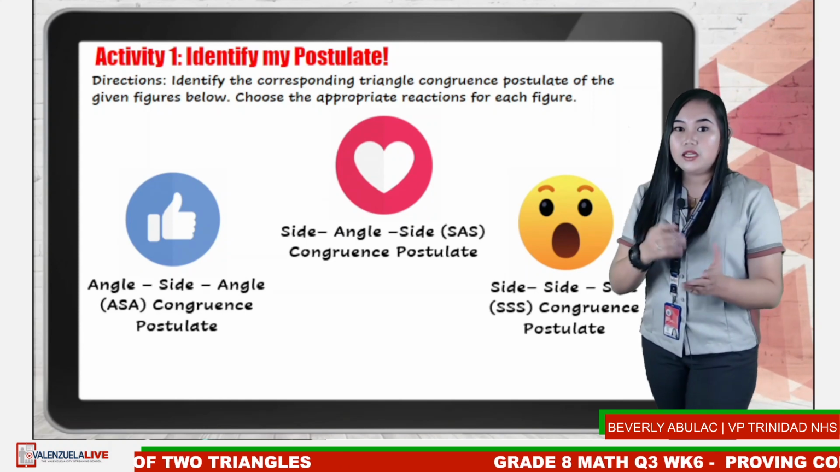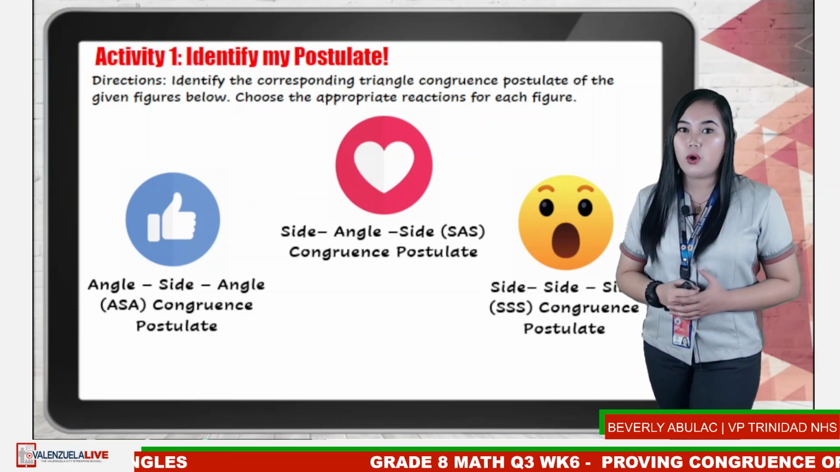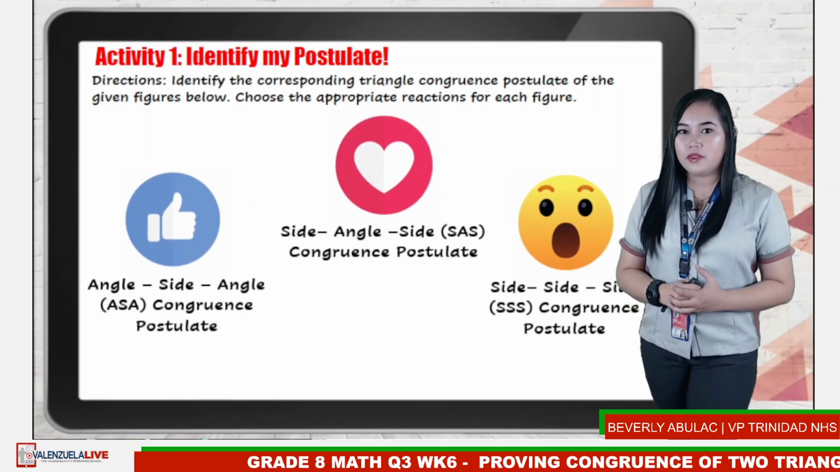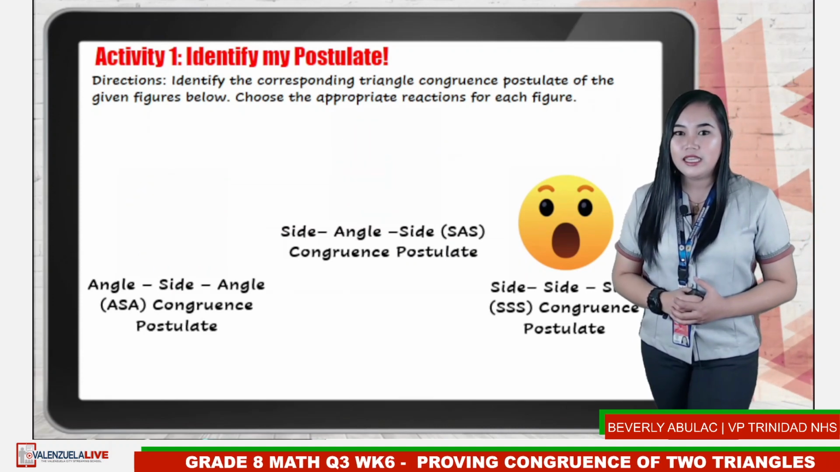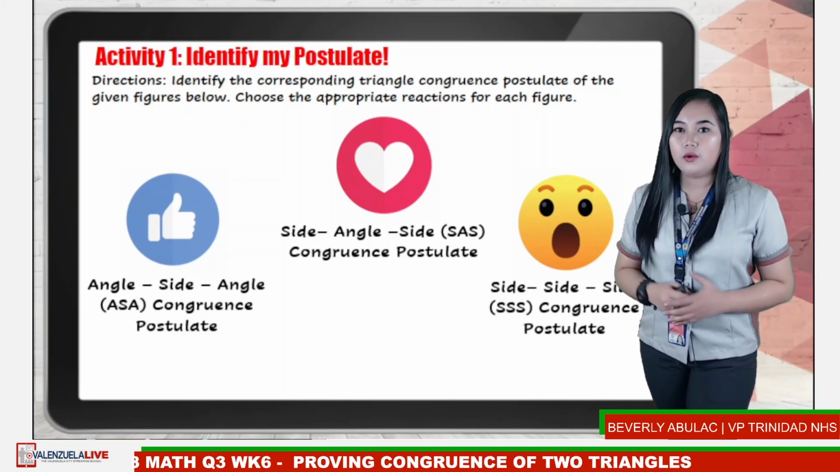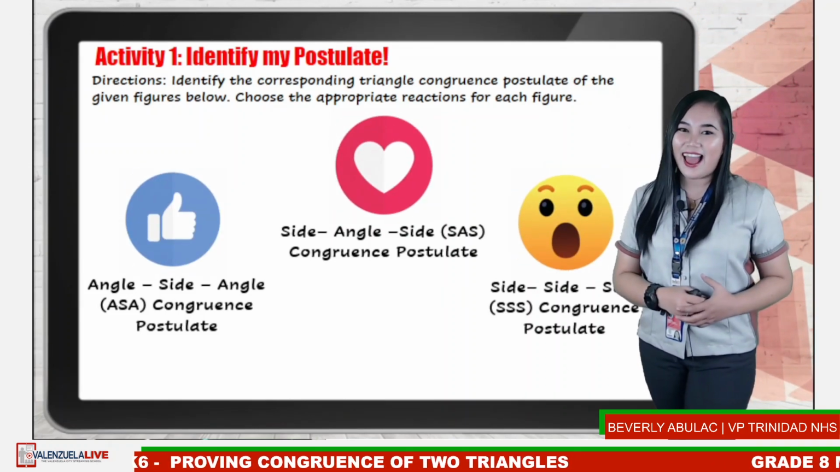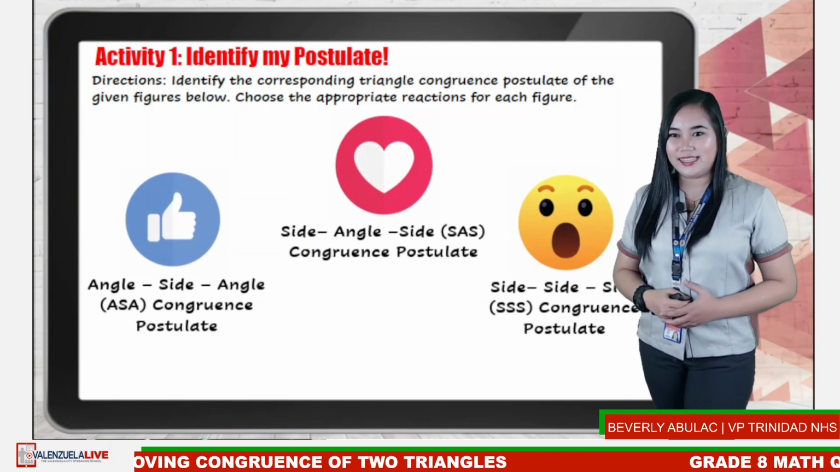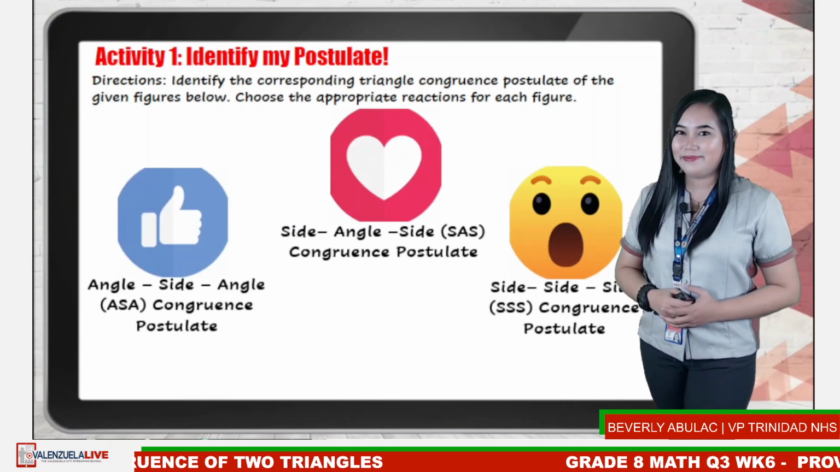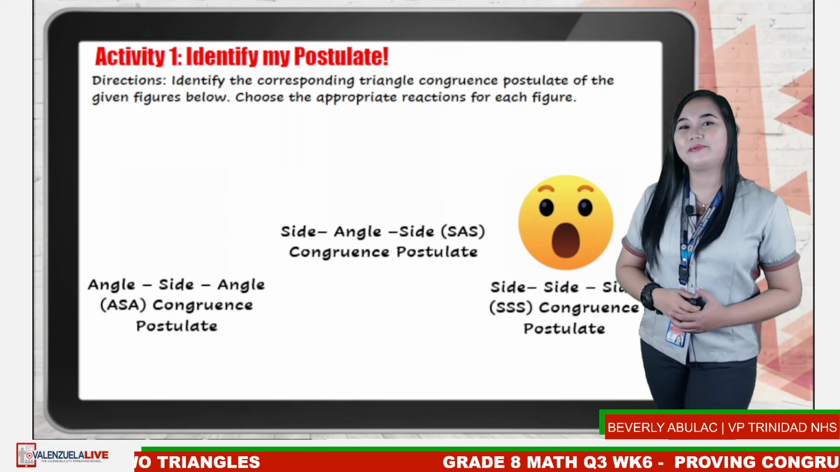So students, you just have to press the like react button if the given figure shows the angle, side, angle congruence postulate. Heart react button if it shows side, angle, side congruence postulate. And wow react button if the figure shows side, side, side congruence postulate. And you have 5 seconds to answer each item. Are you ready? Then let's begin.